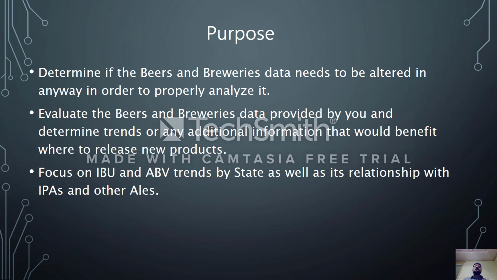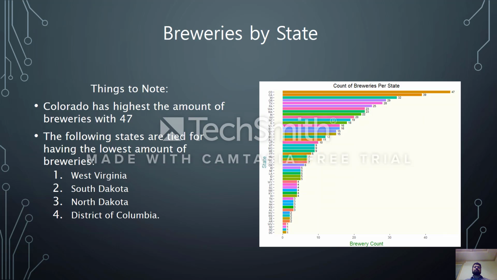The purpose of this study is to go over the two data sets that were given to us, the beers and the breweries data, and to determine if there's any trends we can see, specifically with the alcohol by volume and the International Bitterness Unit, and its relationship between the states, as well as the types of beers, such as the IPAs and other ales.